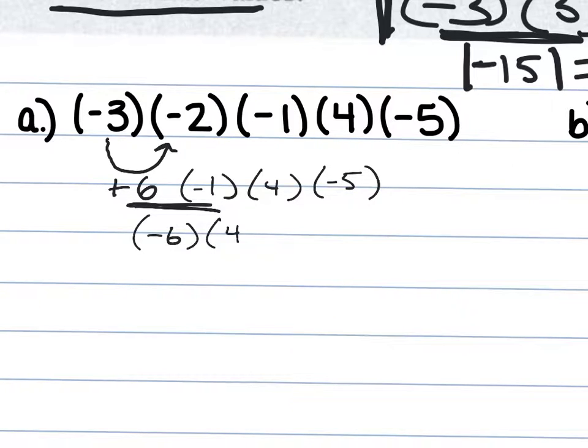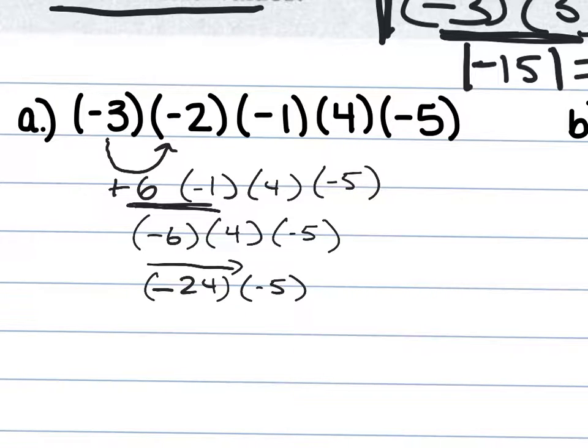Now we've got -6 times 4 times -5. We're going to keep working left to right. What is -6 times 4? Is that positive or negative? It's negative, and what number? -24. Times -5. Now, even if you don't know what 24 times 5 is, it's negative times negative. It's going to end up as what? Positive. And now it's 24 times 5. So take a minute and just calculate that.